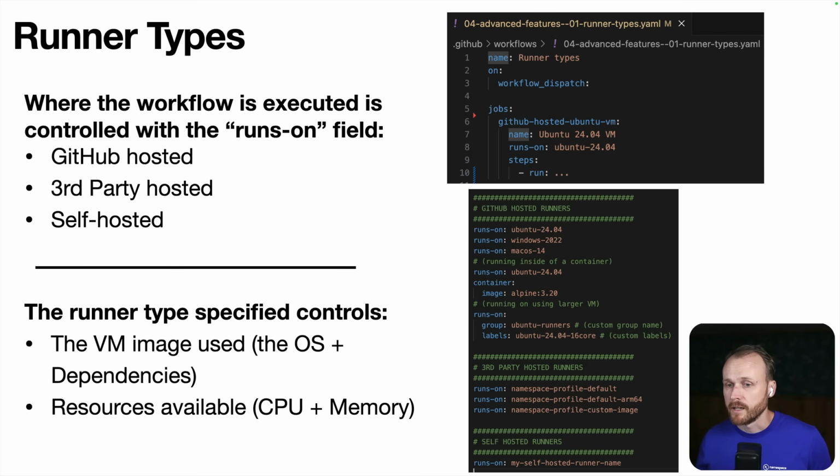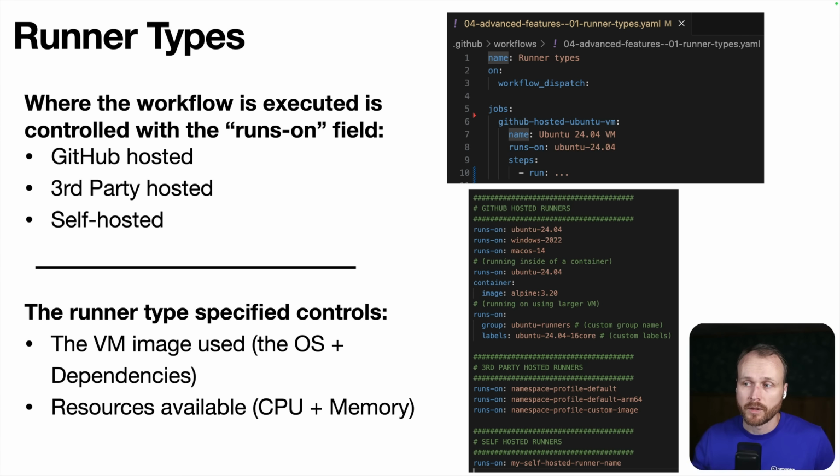By specifying a runner type, you're controlling which virtual machine image, the operating system plus the dependencies, which are going to be included in that environment, as well as the CPU and memory that are going to be available. You can see a number of examples here on the right, including the Ubuntu, Windows, and Mac OS runners from GitHub itself.